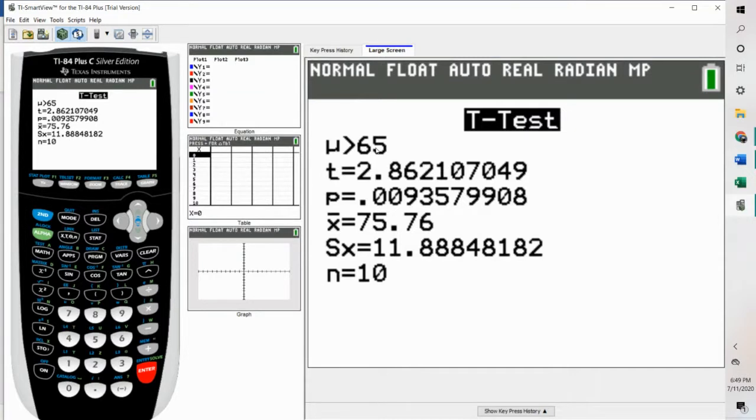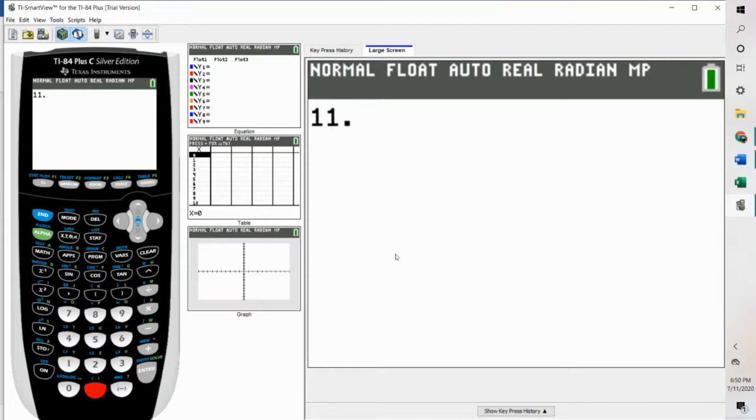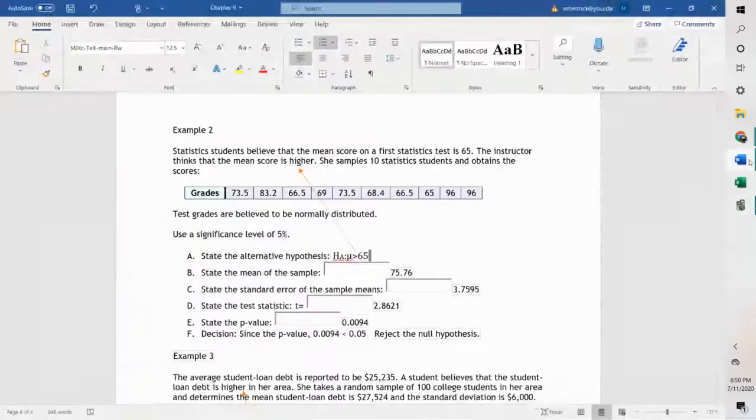It tells you the mean's greater than 65. Gives you your t-value, which you needed. It gives you the p-value, and it gives you the mean. Now, look at the standard deviation. 11.888. Now, what they asked for, so there's our mean, our t-value it gave us, and it gave us the p-value, but it did not give us the standard error.